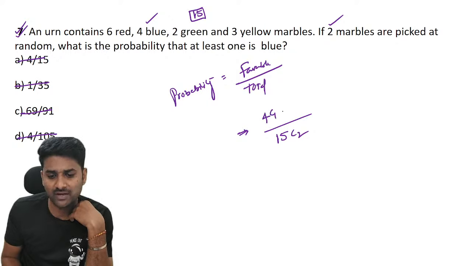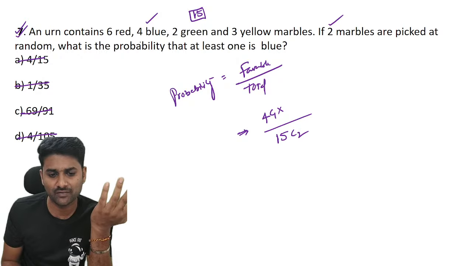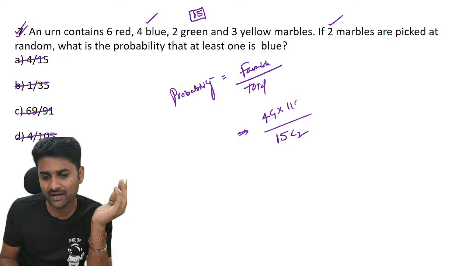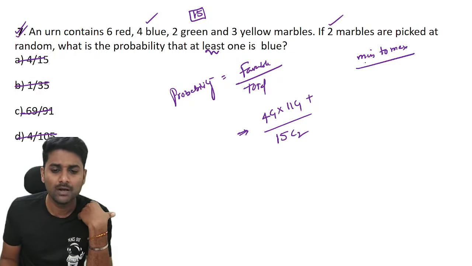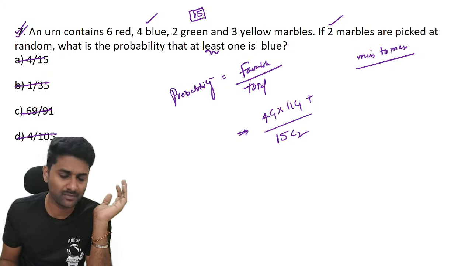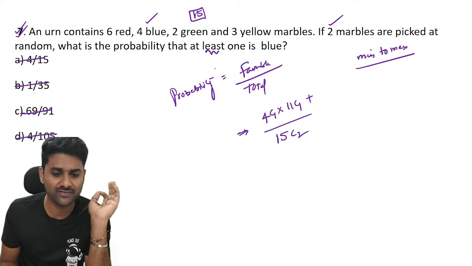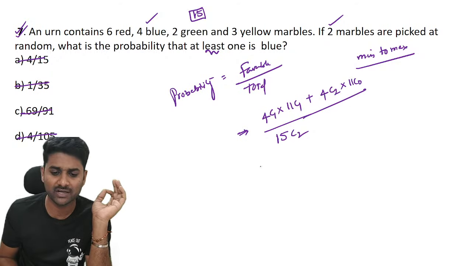So it's 4C1, and the remaining ball can be any one of the other colors, which means 11 different possibilities. Case number 1. At least is all about minimum to maximum. It means a minimum of one blue ball, or both balls blue is also a favorable case. Remember that you have to consider minimum to maximum for at least. Out of 4, you can take both blue, and then there is no need to take any other color.